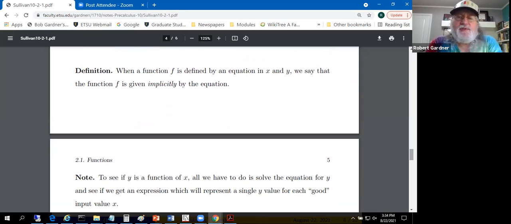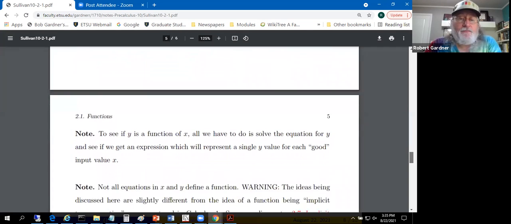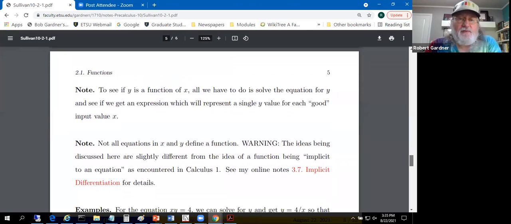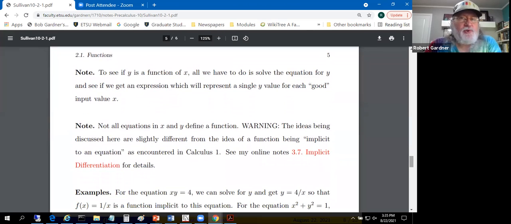When a function f is defined by an equation in x and y, we say that the function f is given implicitly by the equation. What we'll do is take that equation and solve it for y, and that will give the function implicit to the equation. I'm going to have to give you a warning about how this book treats that word implicit and how the calculus book treats it. It's subtly different.